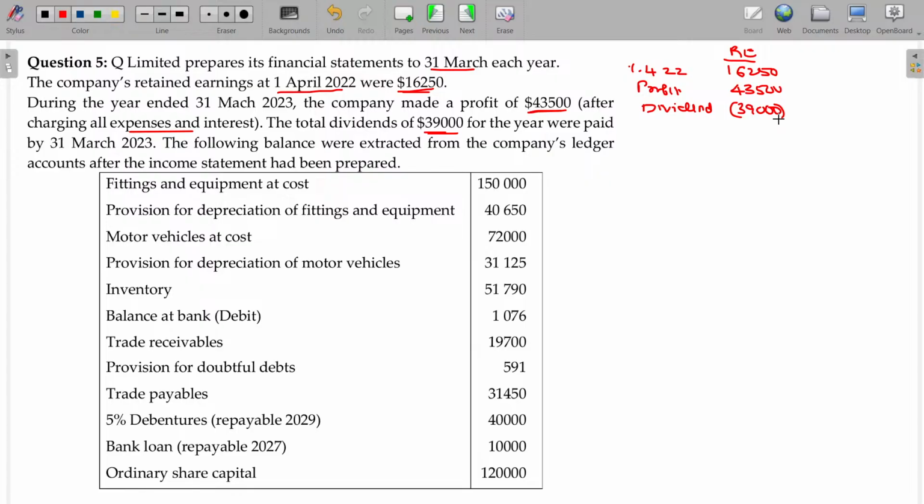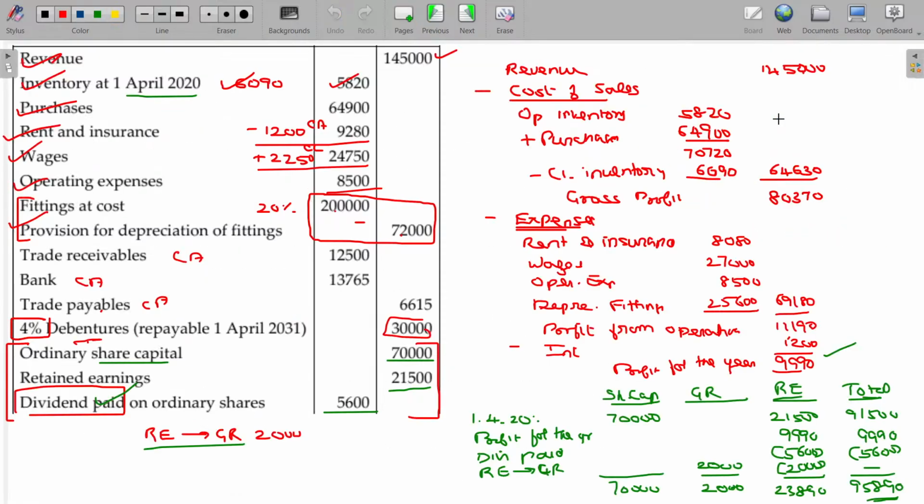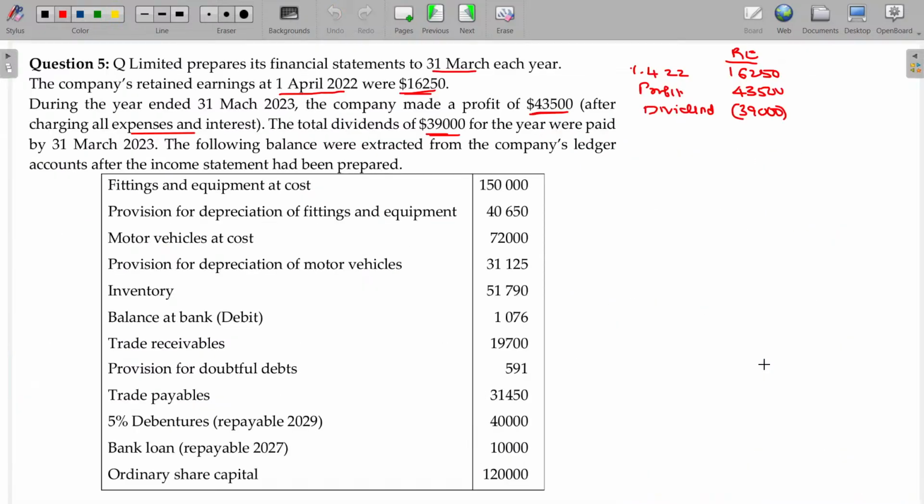So in the statement of changes in equity, earlier we have studied, we need to prepare only this part to find out what is the retained earnings here. The following balances were extracted from the company's ledger account. So now you will be able to get the total value here. And closing retained earnings being 20,750.